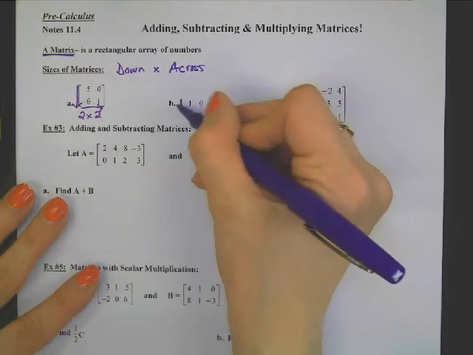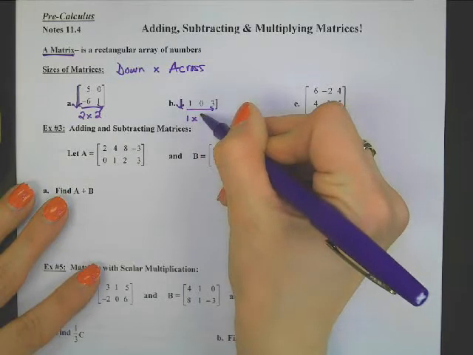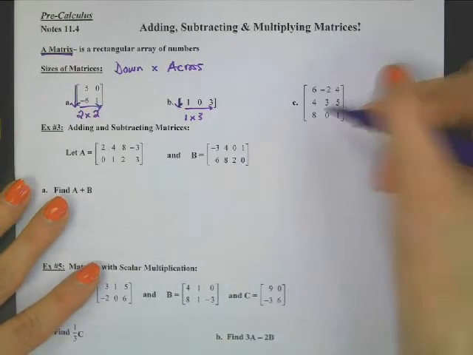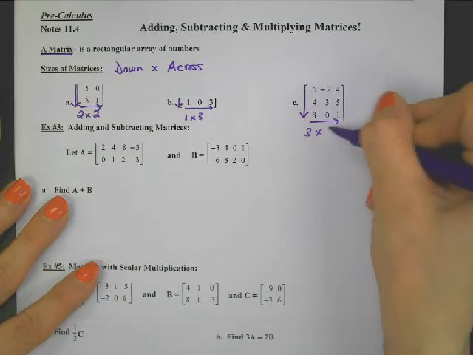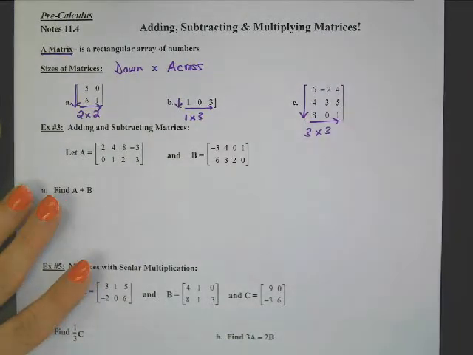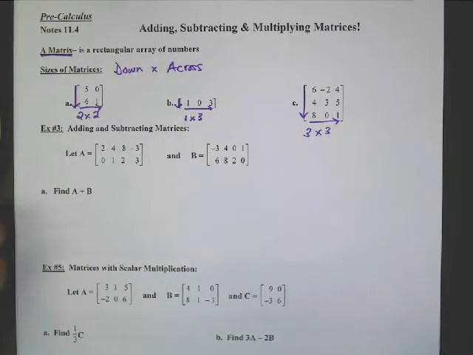Take a look at B. This is only 1 down. This is a 1 by 3. And C goes down 3 by across 3. That is a 3 by 3. It doesn't have to be a square. As you can see, they could be rectangular.